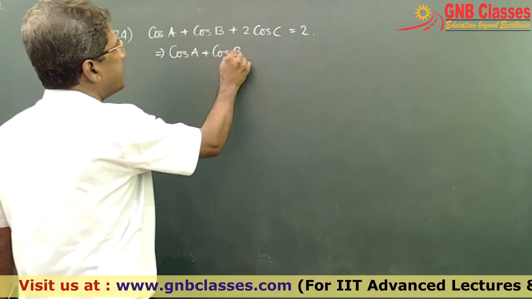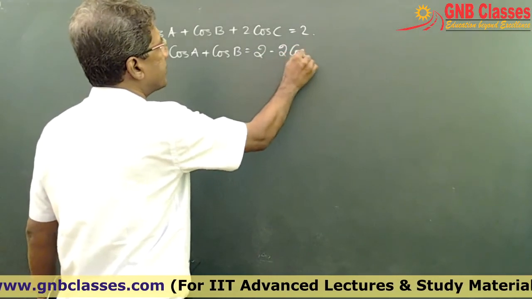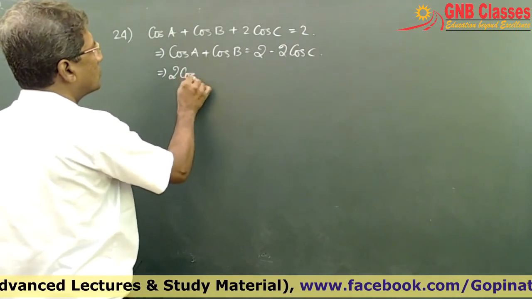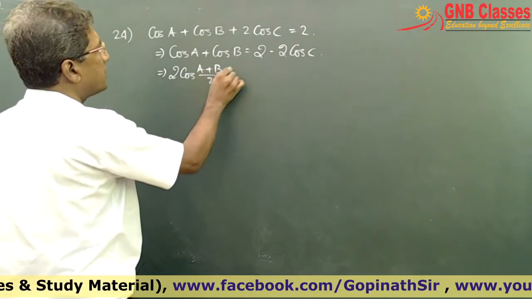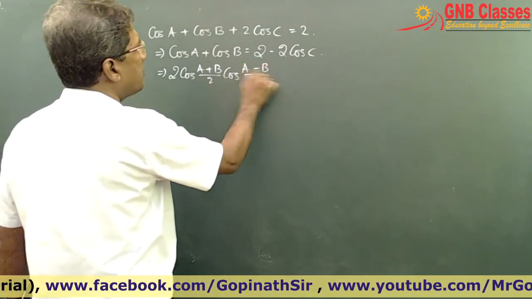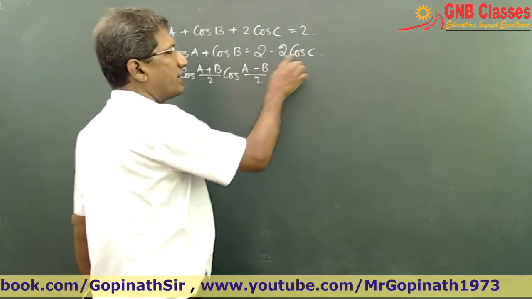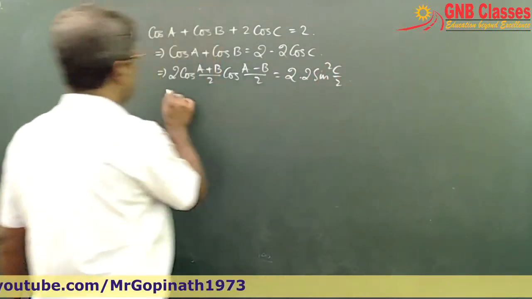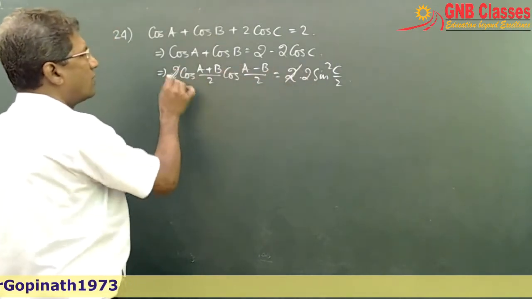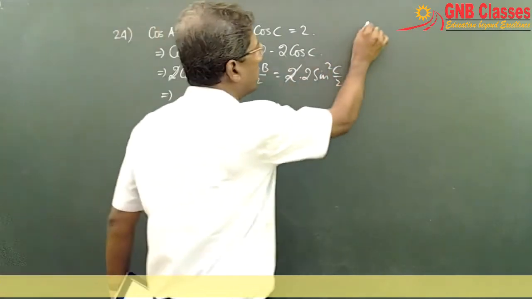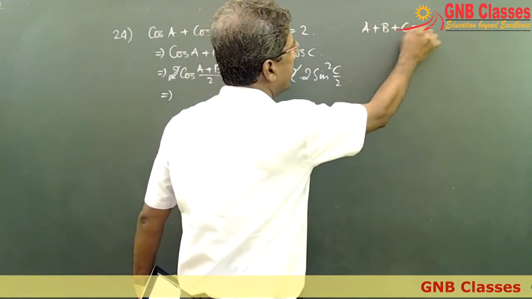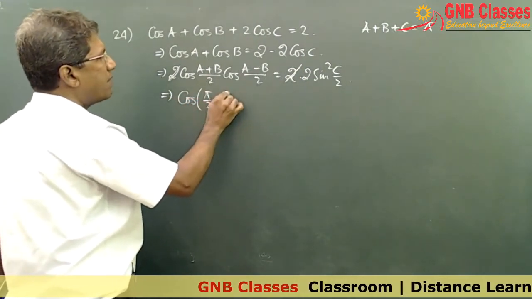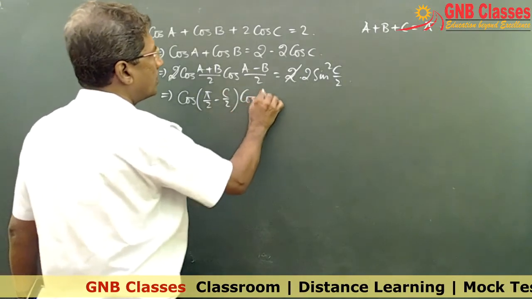Cos A plus cos B can be written as 2 minus 2 cos C. Cos C plus cos D formula I am applying: 2 cos A plus B by 2, cos A minus B by 2, and in the right hand side if I take 2 common, it is 1 minus cos C, which is nothing but your 2 sin square C by 2. 2 goes off. Now you observe cos A plus B by 2. We know that A plus B plus C is 180 degrees. So in this case it will be pi by 2 minus C by 2. Is it clear?